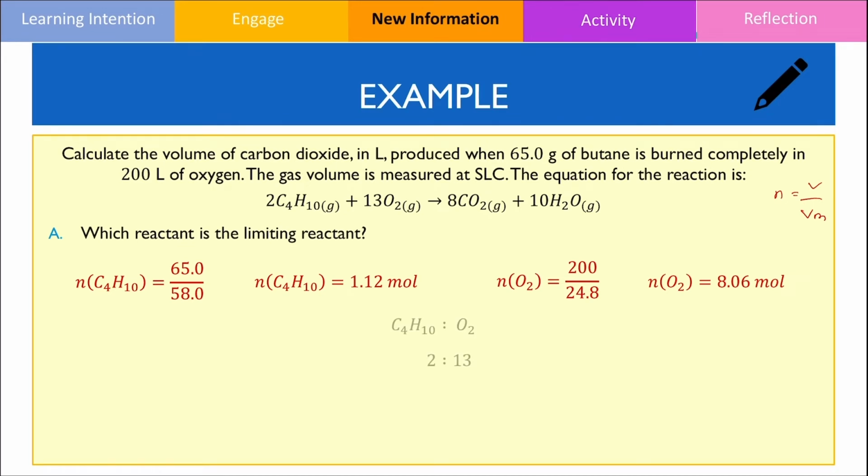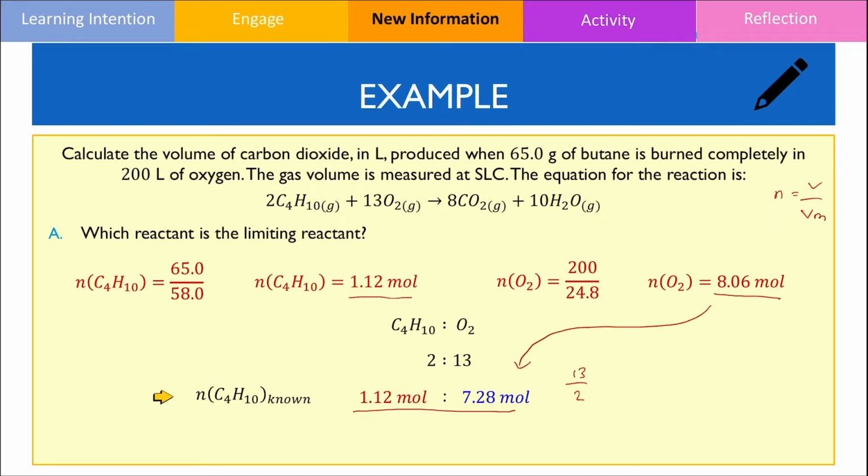From here, we need to use molar ratios to calculate the theoretical amount of reactants that would be consumed from each known substance. From the 1.12 moles of butane gas that we have in this reaction, the amount of oxygen gas needed to completely react would be 7.28 moles, which is found by multiplying 1.12 by 13 over 2. If we examine and compare this ratio to the actual quantities of each reactant that we have, we can easily see that butane is going to be the limiting reagent for this reaction because butane gets completely consumed while there's some oxygen gas left over that is unreacted.